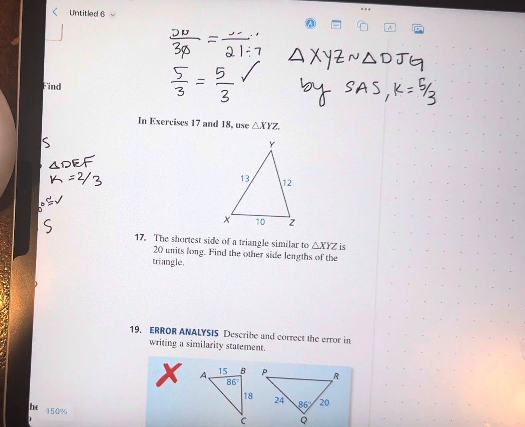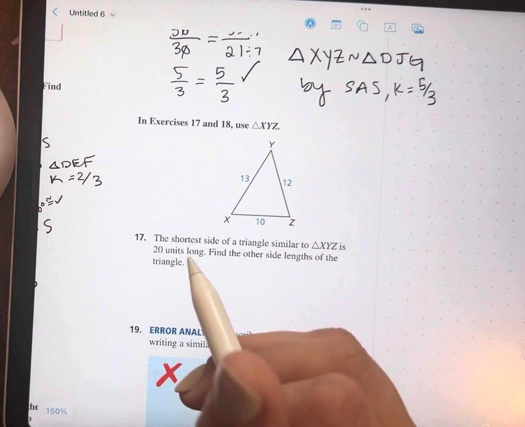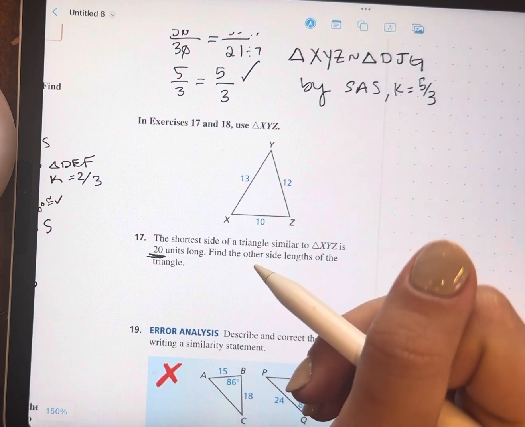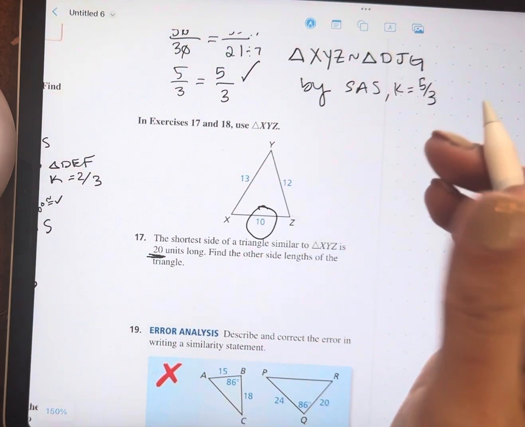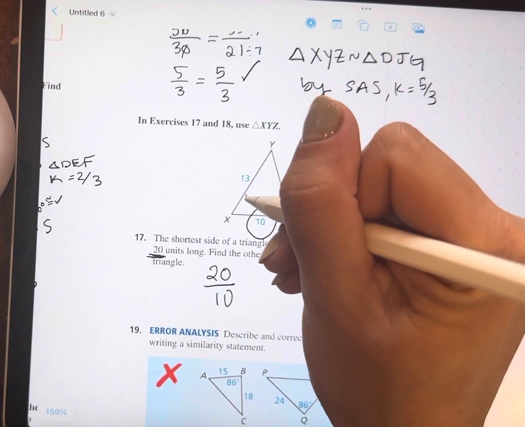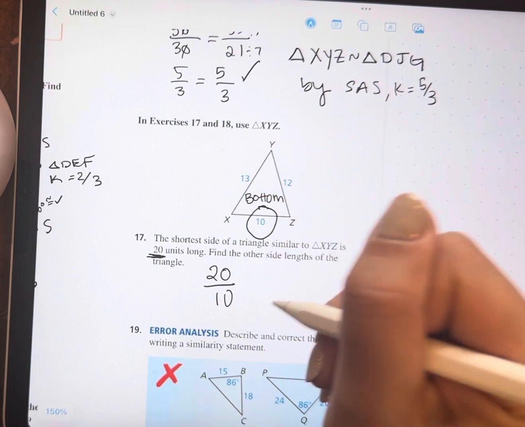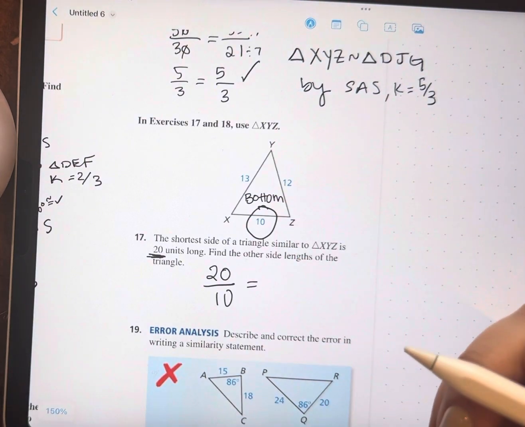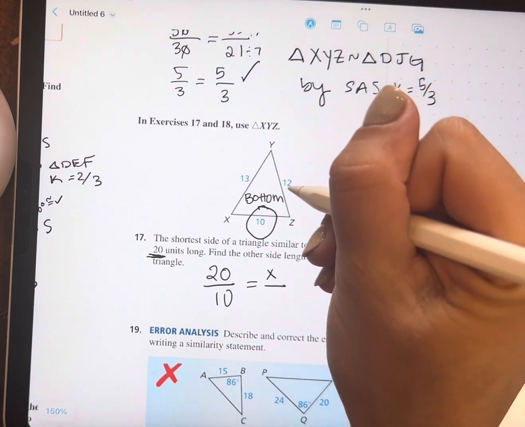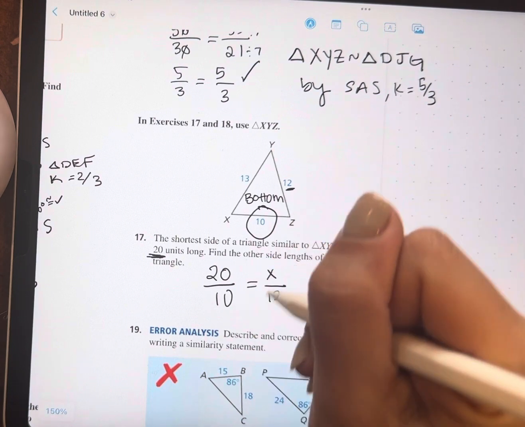Over here, it says that the shortest side of a triangle similar to XYZ is 20. Find the other side length. So the shortest side is 20. The shortest side here is 10. So that means that 20 corresponds to 10. And now I have used this triangle as my bottom. Now, find the other side lengths. Okay, so for the medium side length, I'll go X over the medium side, cross multiply and solve.